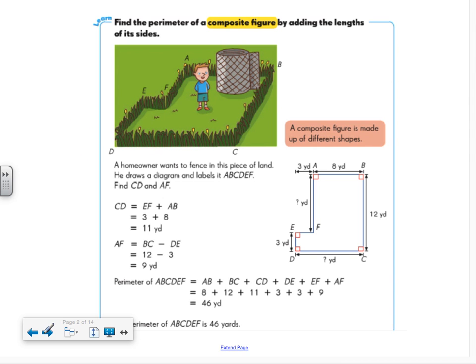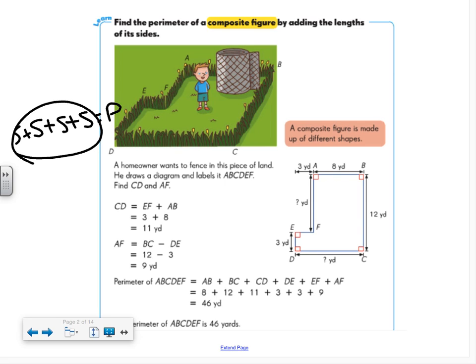So, as a review, perimeter is the amount of space outside, like a fence, of a shape, and you would add up all the different sides. In the past, we've done side plus side equals the perimeter, because when you have a square and a rectangle, there are 4 sides, but obviously in a composite figure, there's more than 4 sides. So you're going to do side plus side plus side plus side plus side plus side, or however many sides there are.